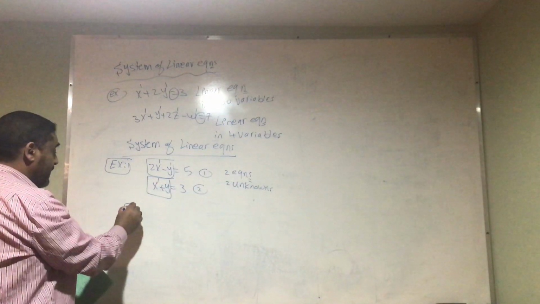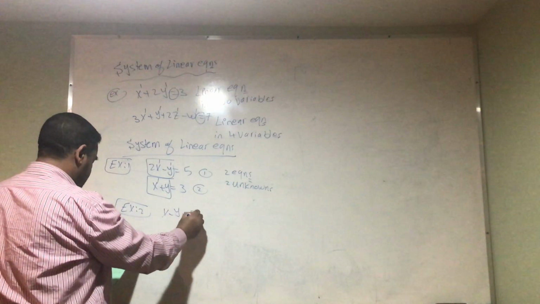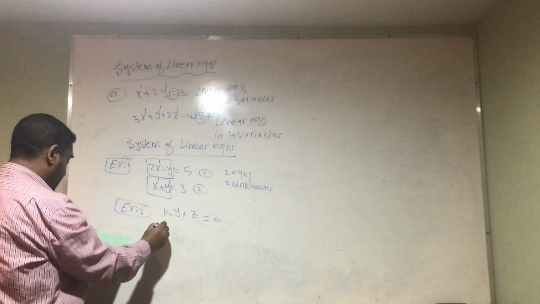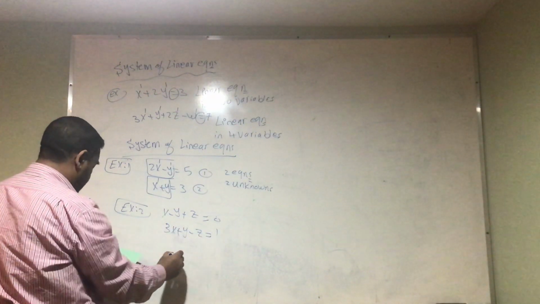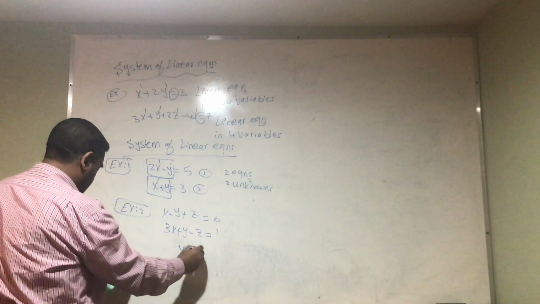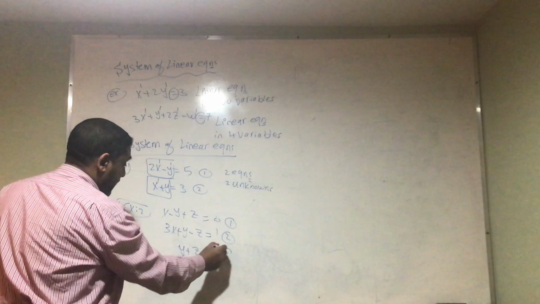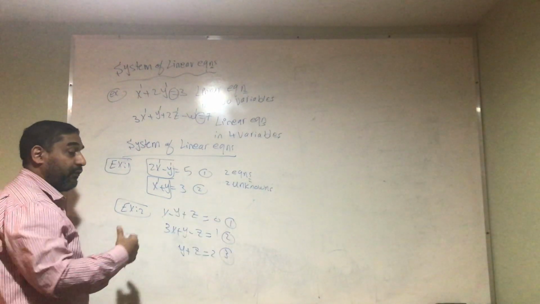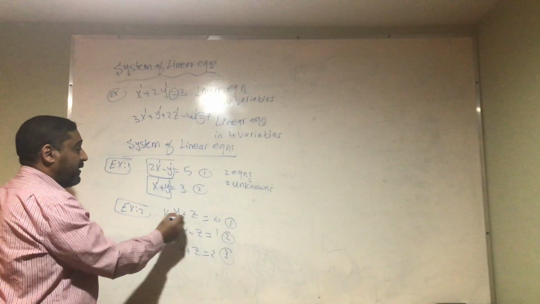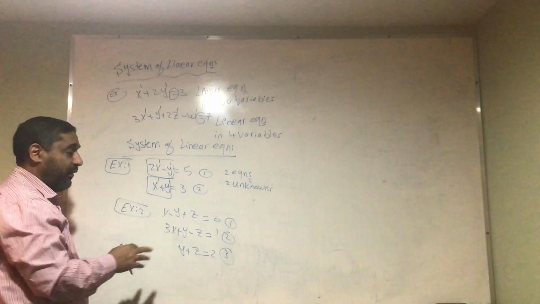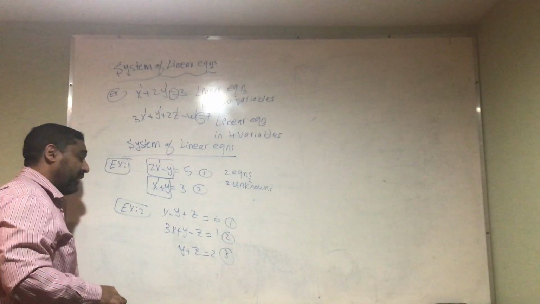Let me give you another example of a system of linear equations. If you have x minus y plus z equals 0, and the second one, 3x plus y minus z equals 1, and the third one, y plus z equals 2. That is equation 1, equation 2, equation 3. Is this a system of linear equations? You have to check that each equation is linear. How many unknowns or variables do you have here? You have 3.